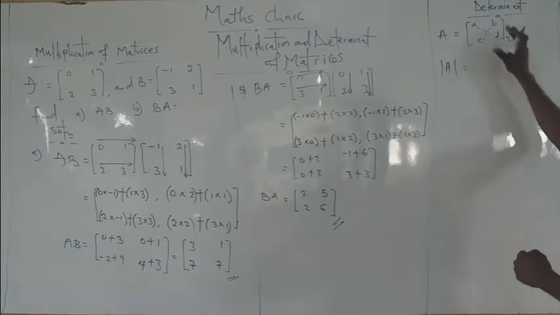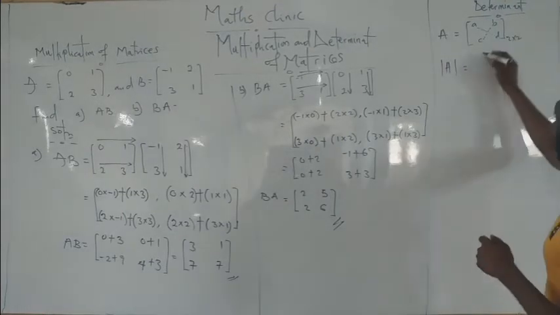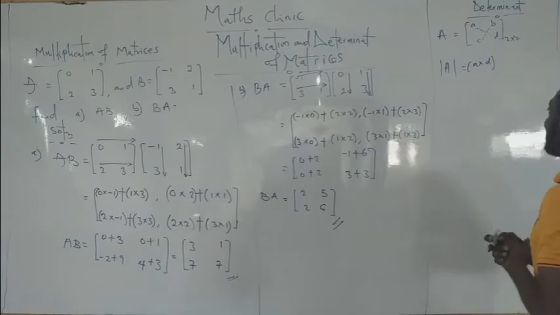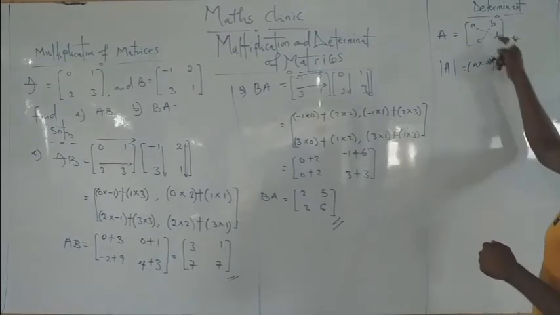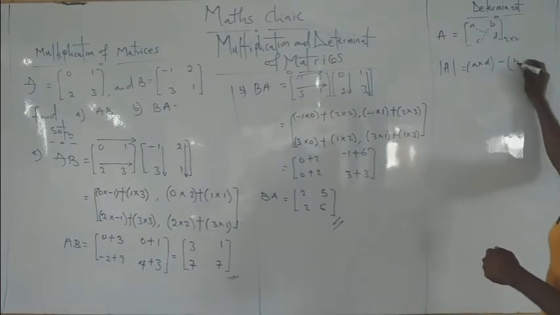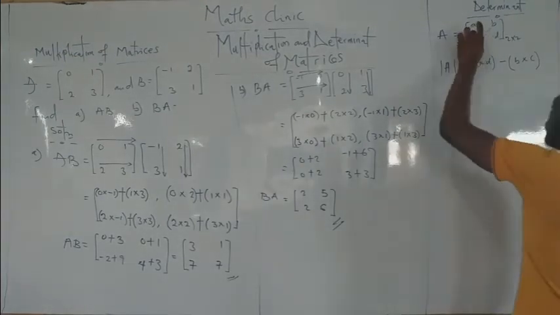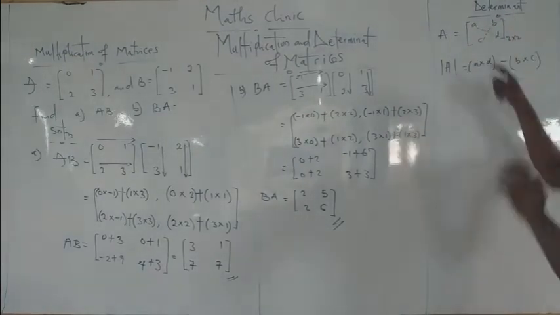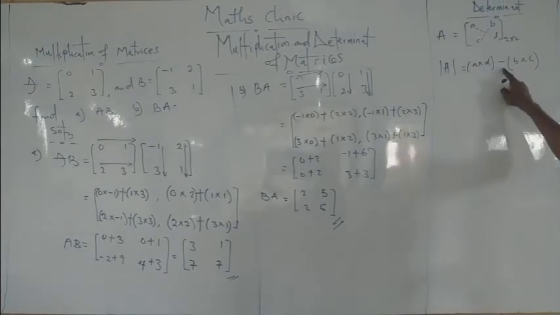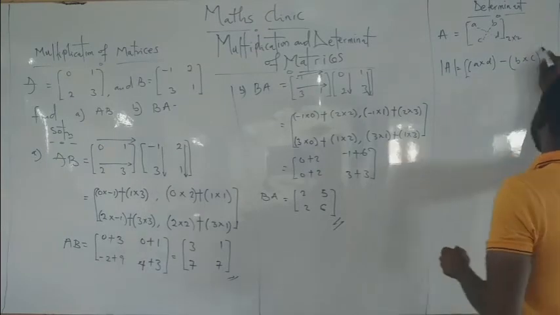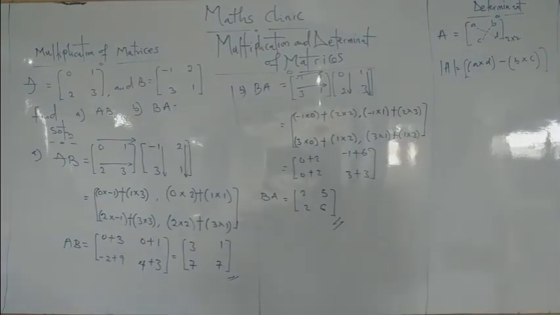So using this to multiply this, using this to multiply this, that's what we have in this way. This is a 2 by 2 matrix, and that becomes A times D minus B times C. Take note that this has to come first. That will be A times D minus B times C. Let me open a big bracket. It makes sense this way.